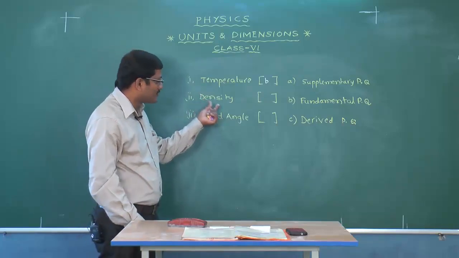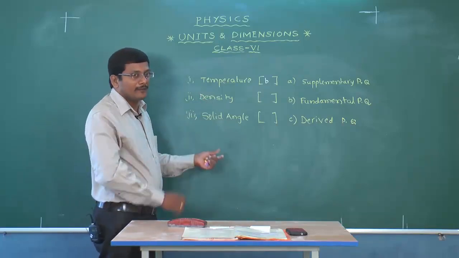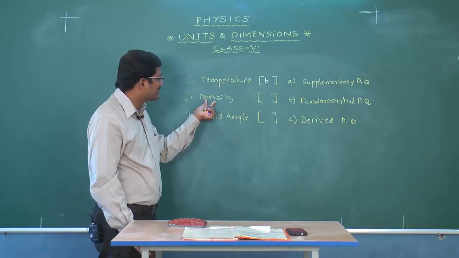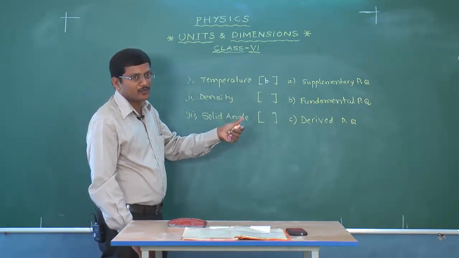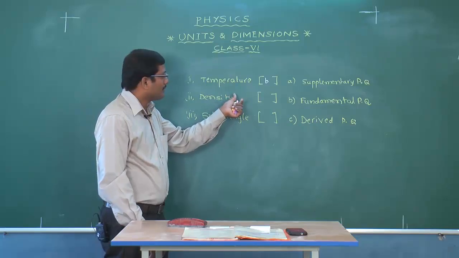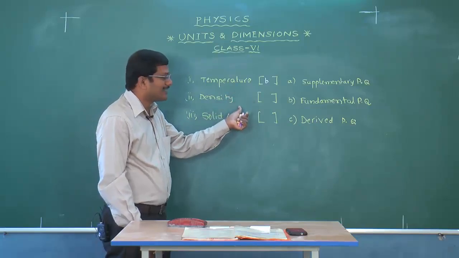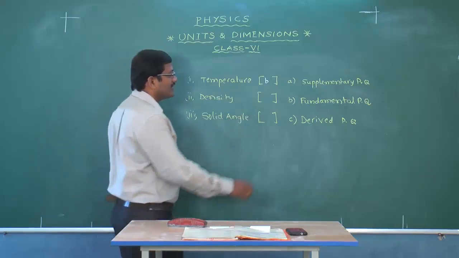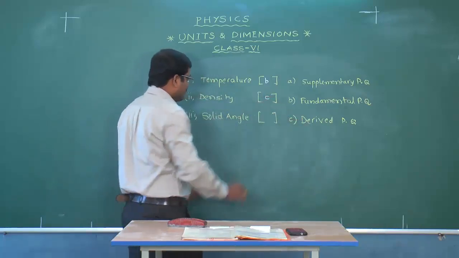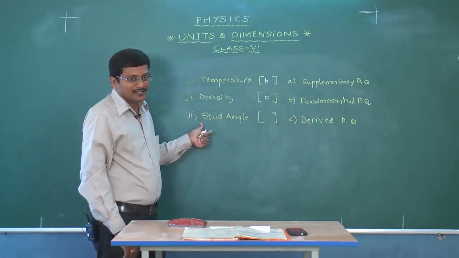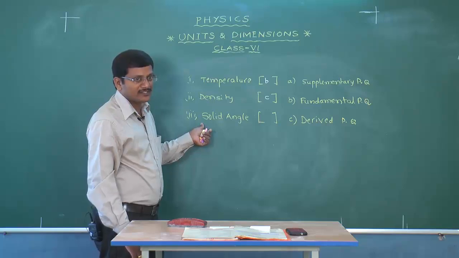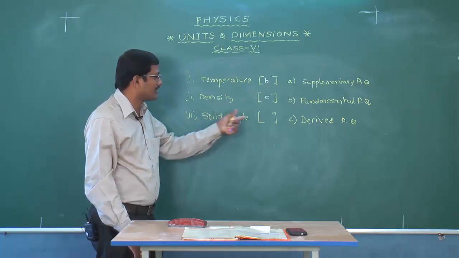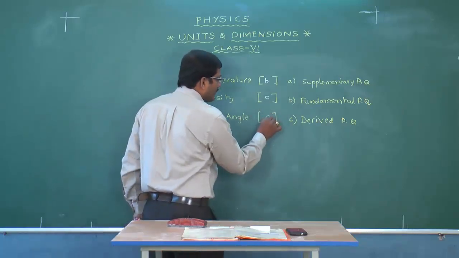Next, density. So already derived just earlier. Density is nothing but the division of mass by volume, and then we have come to know that the density is derived from mass and length, so it is nothing but the density which is coming under the option C. Next, solid angle, it is a special case. 2 special physical quantities are there in SA. Those are supplementary physical quantities. One is plane angle, next one is solid angle. Obviously here the answer will be A.